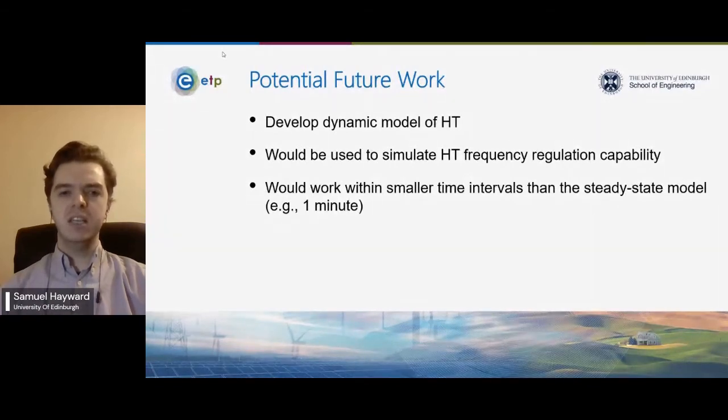Unlike the steady state model, the dynamic model would work within smaller time intervals. The steady state model works with time intervals of about 30 minutes to 1 hour, whereas the dynamic model would work within time intervals of about 1 minute.